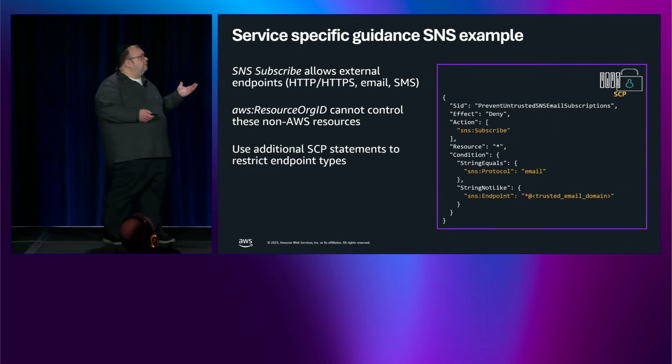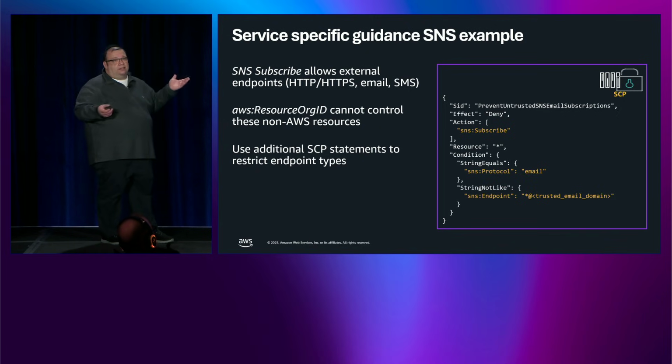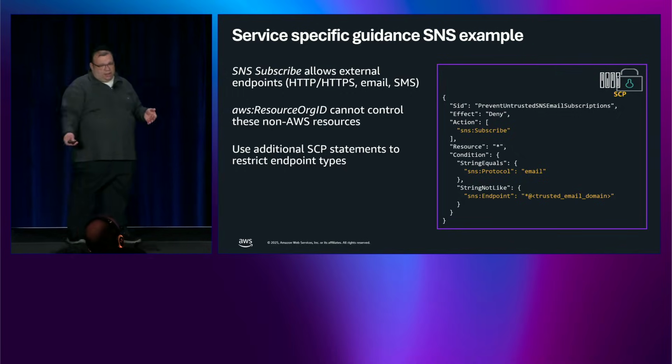Another simple example is SNS subscribe. It allows you to create endpoints that are not AWS resources, right? Let's say an email address, an SMS. There's no concept of putting a resource org ID condition against those types of endpoints. And that's rightly so, that's the behavior of the service.